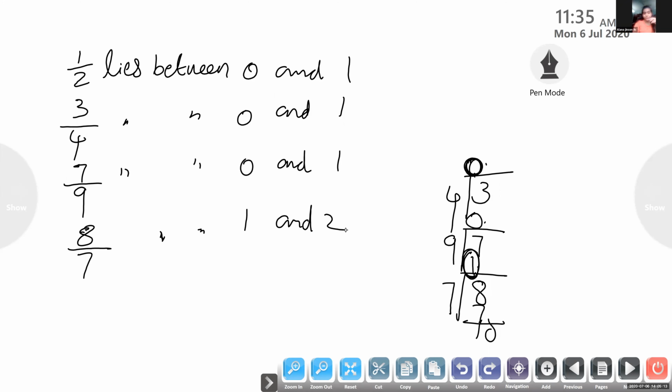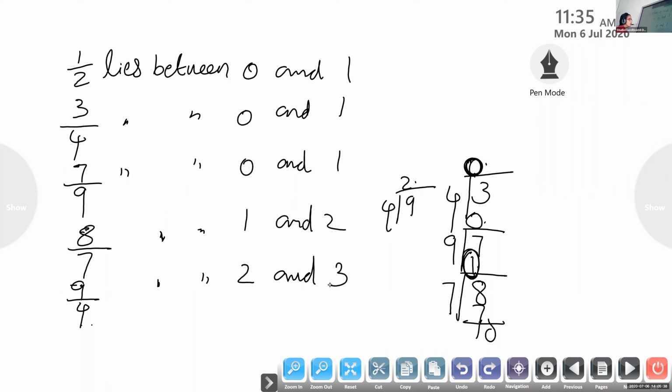Can I ask one more question? What about 9 by 4? On dividing 9 by 4, we will start with 2 point. So it lies between 2 and 3. Did you understand how we will find where the number lies, that position between two numbers? Yes, ma'am.